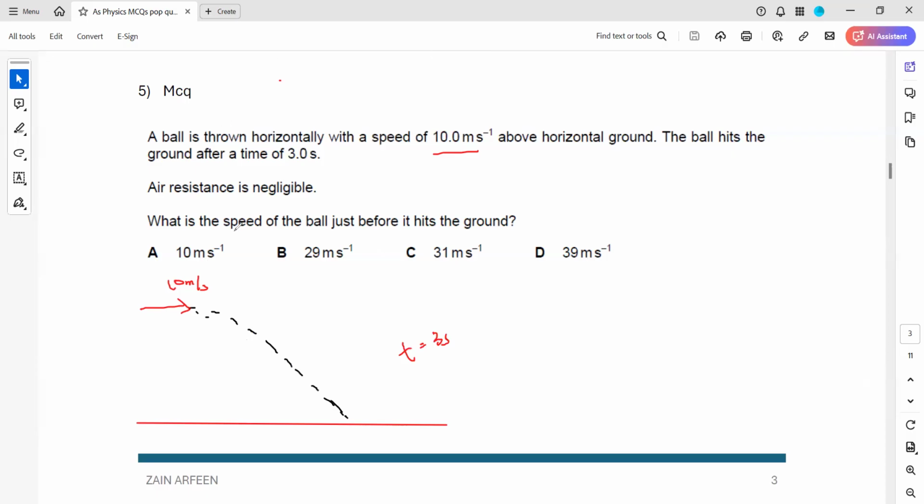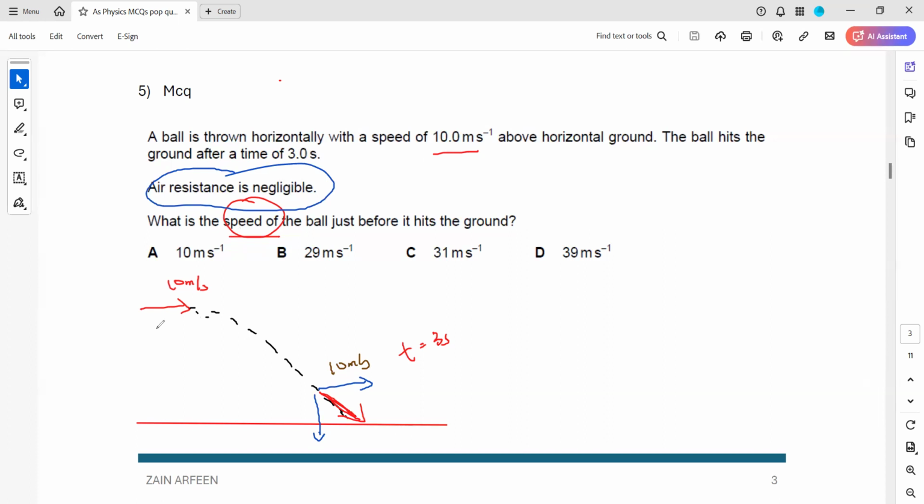So we need the speed at which the ball just hits. This speed at which it hits the ground will have two components, the horizontal component and the vertical component. The horizontal component, as we assume in a projectile motion, there is no air resistance, so the horizontal component remains the same. If in the beginning it was 10, at the moment it hits the ground, the horizontal component will be 10. But what about the vertical component?